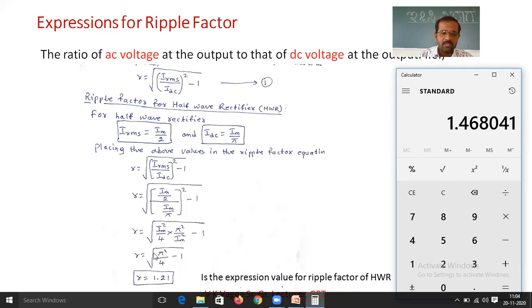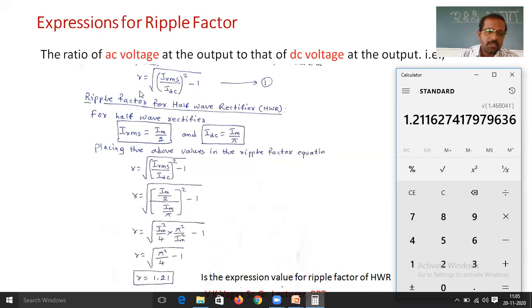So it is under the root here. If I take the root of this, you are going to get 1.216. So this value of R is equal to 1.21, considering only 2 digits. In this way, the ripple factor for the half wave rectifier has been obtained.